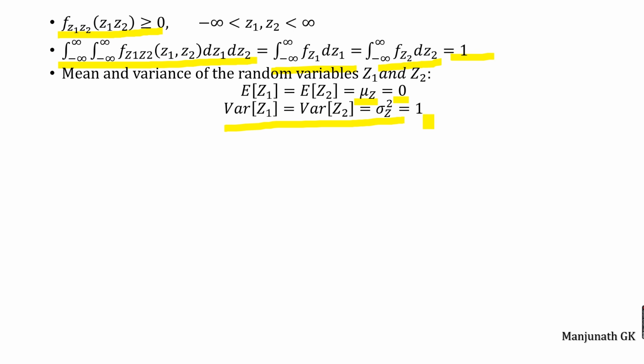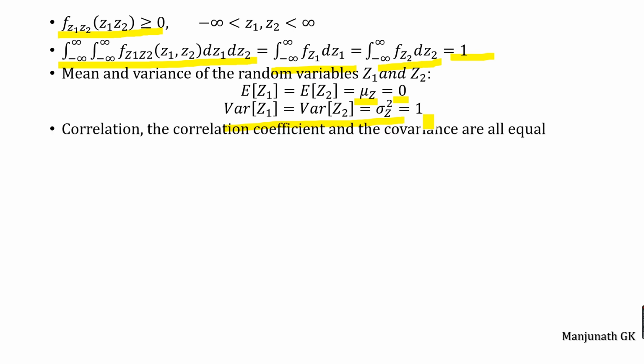Then property number 4, correlation. The correlation coefficient and covariance are all equal. It is called a covariance. Sorry, it is called a correlation. It is called a covariance, and it is called a correlation coefficient. They are one and the same.